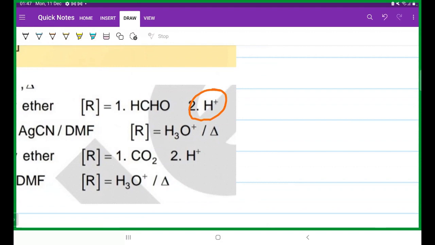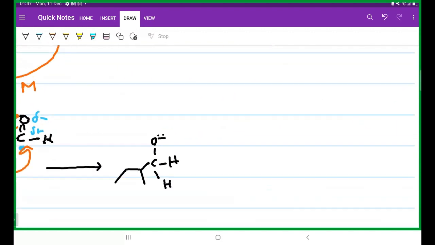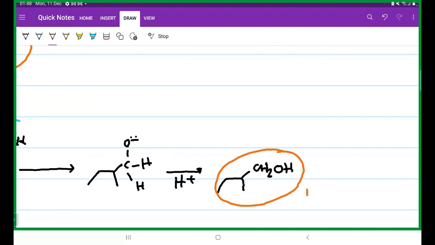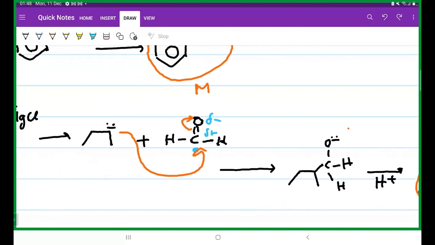H plus. So this O minus will attack that H plus, and it will basically form this CH2OH. This is K. This is K, and this is... no, I suppose this is not J. Yeah, I mean, they are not very important.